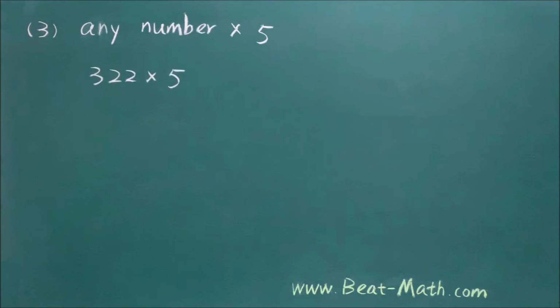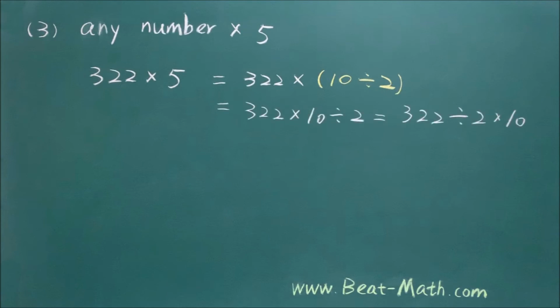322 times 5. We all know 5 equals 10 divided by 2. So, in this case, we can calculate 322 divided by 2 first, and then multiply the rest by 10 to get the final answer. 322 divided by 2 is 161. Then we just put a 0 after 161 and get the final result of 1,610. This method can be used in calculating the product of any number in 5.